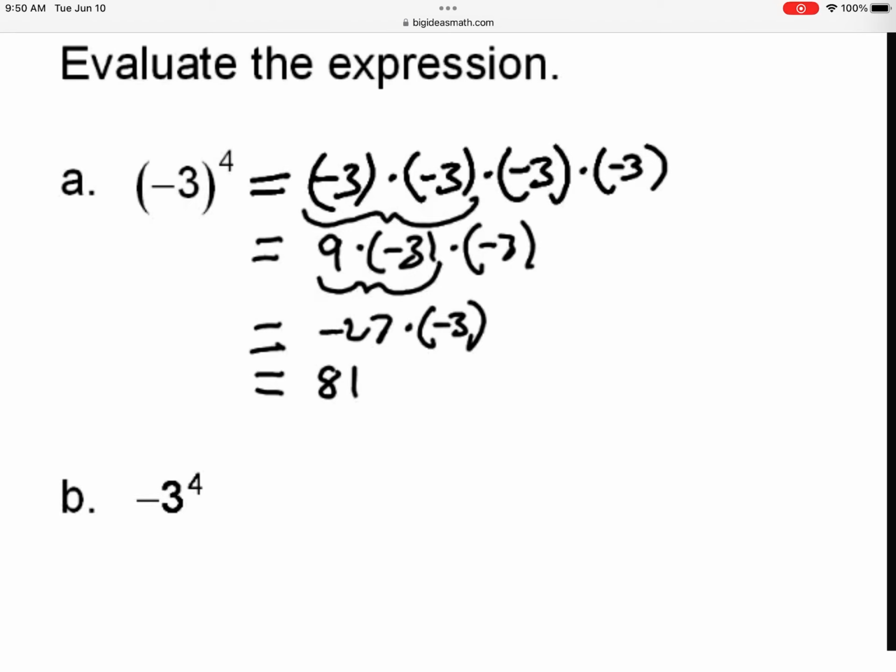Part B. Evaluate the expression negative 3 to the fourth power. In this expression, notice that the exponent 4 is next to a number 3. That means that only the number is the base, so the negative sign is not part of the power. To help you understand this, another way we can write this is negative (3 to the fourth power). That has the same meaning as the first expression.